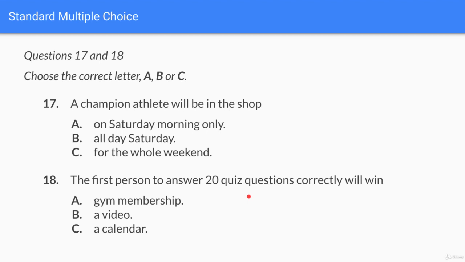Then here we have the standard multiple choice question. This is the multiple choice question that you will probably be most used to, where you have a question and a bunch of answer choices and you have to select the one correct answer choice. So that is the standard multiple choice question.